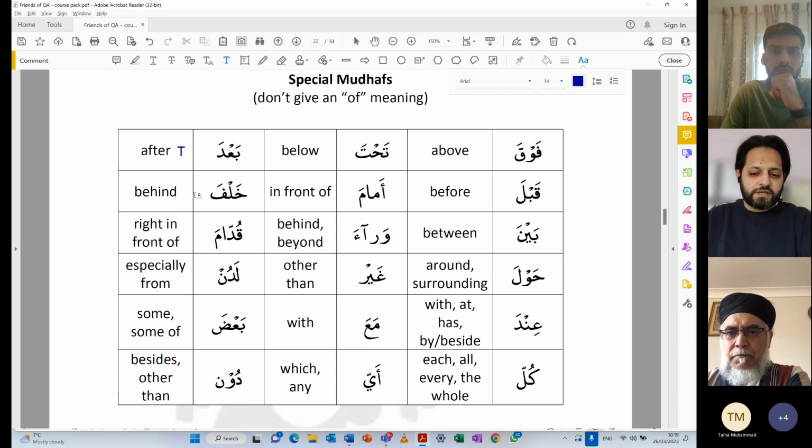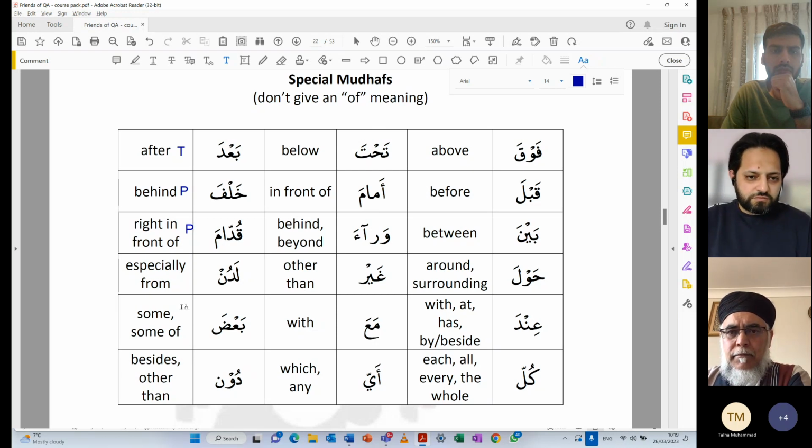Behind is place. Khalfa is place. Qaddama is right in front of. Is it time or place? What do you think? Place. It's a place. Ladun, especially from. Now this is a special one, so it probably won't give you time or place.